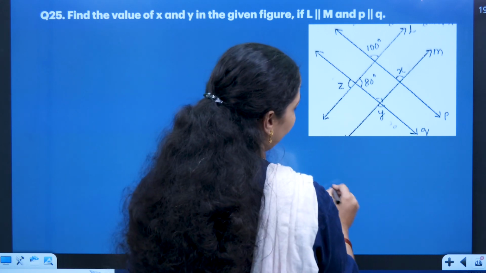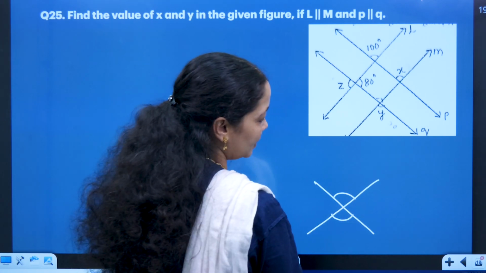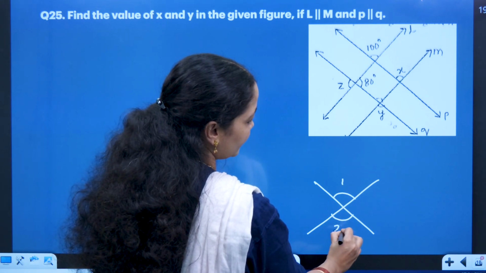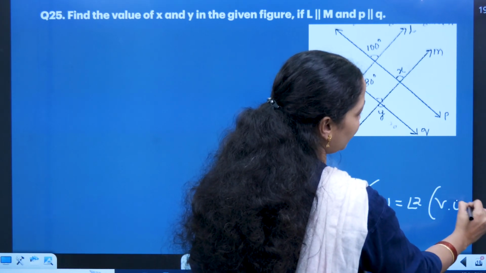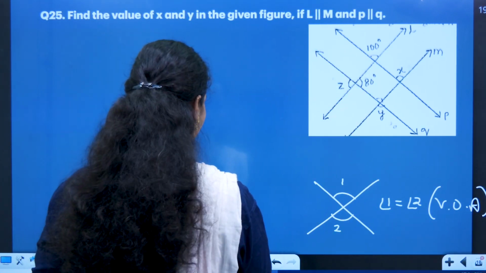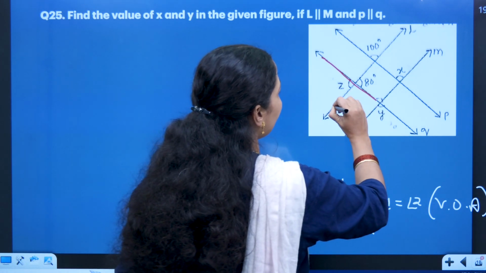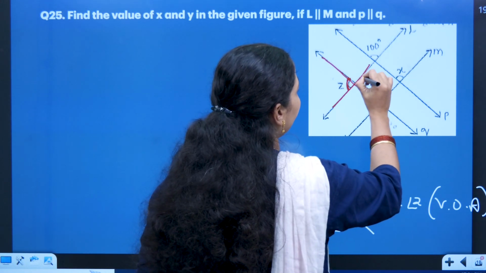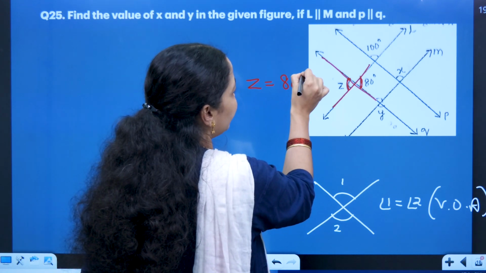Now, whenever we have a line segment like this, always this angle will be equal to this. If I consider this as 1, this as 2, angle 1 is equal to angle 2. We'll name it as vertically opposite angle. So, I'll check which is of the same sort. I'll just take a different color so that I can highlight. This is my x here and this is z and this is 80. So, I can easily say angle z is 80 degrees.